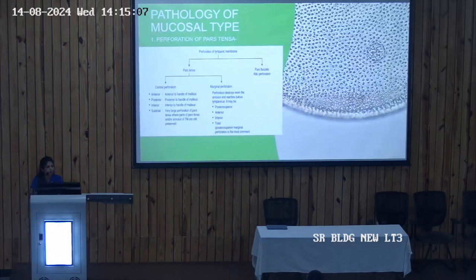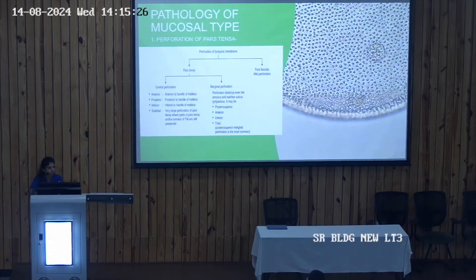Then perforation of the tympanic membrane can involve the pars tensa or pars flaccida. Behind the pars flaccida there is the attic area, so therefore it's called an attic perforation. In pars tensa, there can be a central perforation and a marginal perforation.